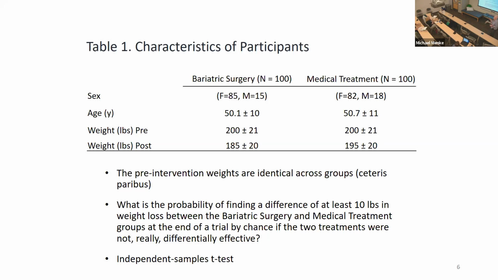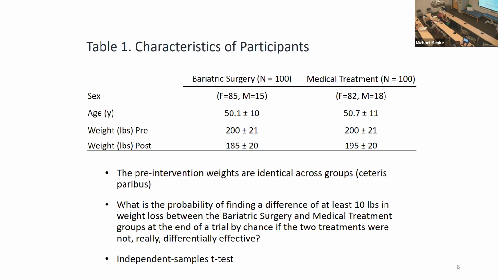This actually took place, but I've extracted a subset of the data. We actually had like 700 patients in this study. So the question that we're asking is, if you see right here, at the end of the study, we have a 10-pound difference between the two groups. And the question that we're asking is, what is the probability of finding a difference of at least 10 pounds between groups if, in fact, the treatments were not differentially effective?